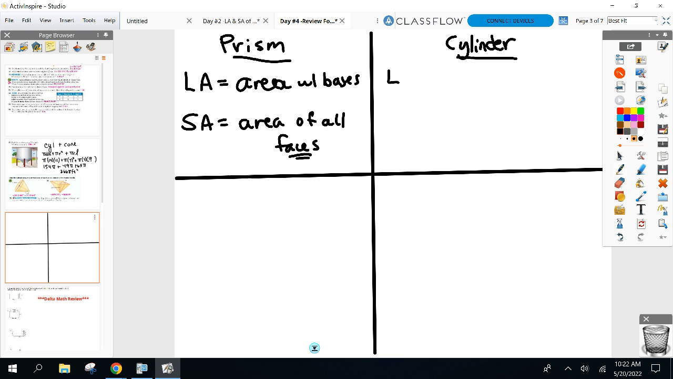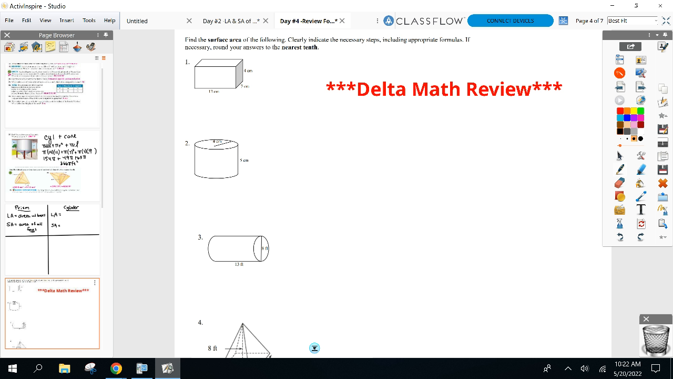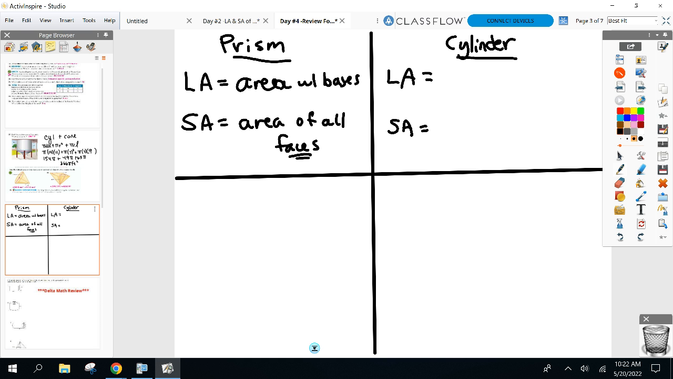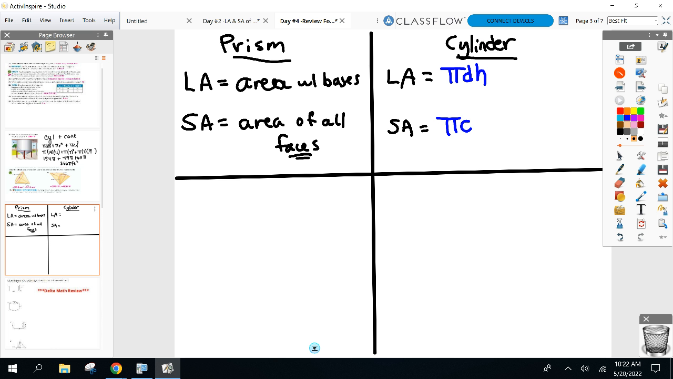All right, cylinder. We do have formulas for. Let's roll. Lateral area of a cylinder for me. Ellie, go ahead. Lateral area of a cylinder. Good job. Pi dh. And now put the circles back on. And what's my surface area of a cylinder? Pi dh plus those 2 bases. Good job.